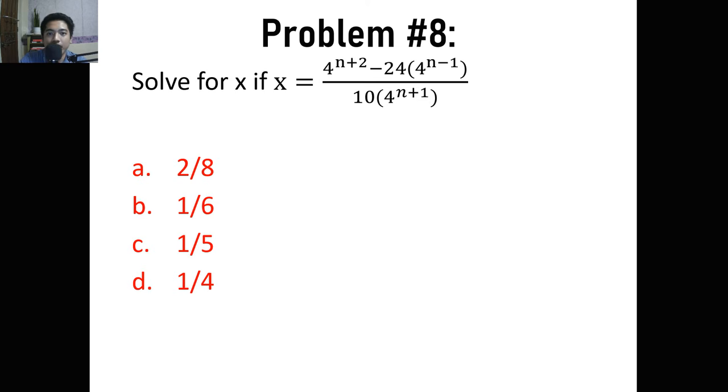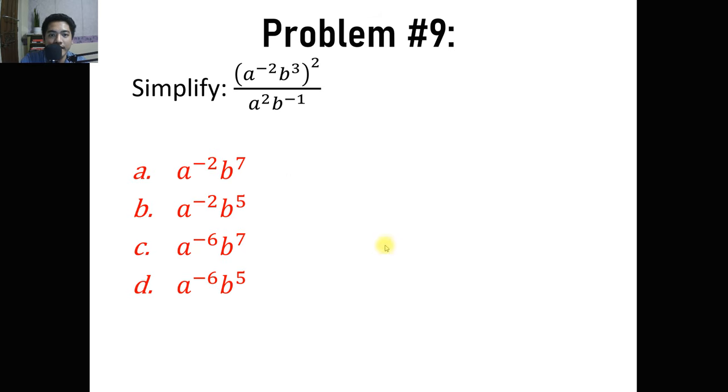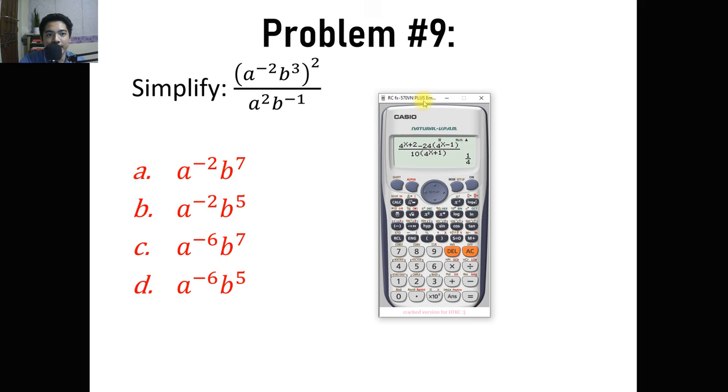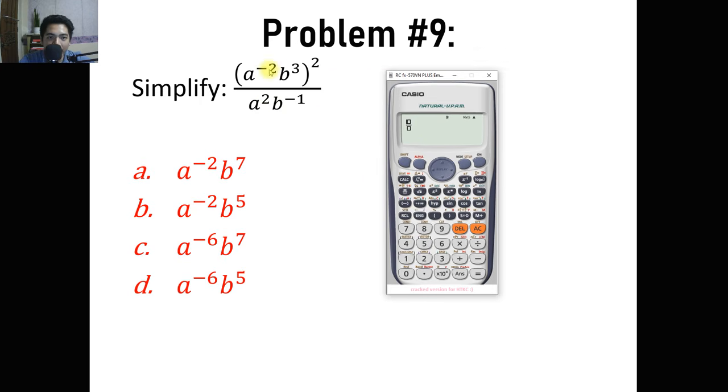So let's go now to number 9. Number 9, again, simplify a raised to negative 2 b cubed, squared, all over a squared multiplied by b raised to negative 1. The same process, since we have a, b here as our variables, no problem. We can directly substitute it in our calculator by using the same variables.